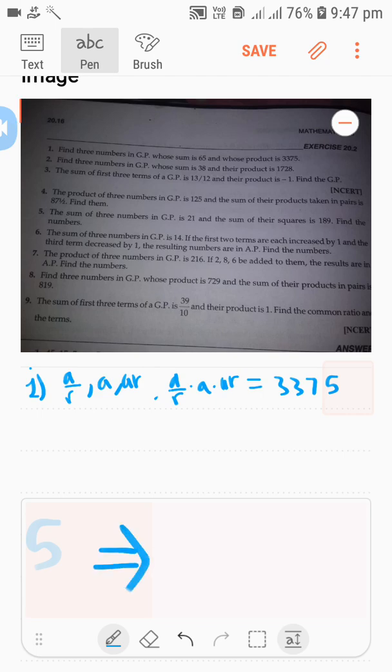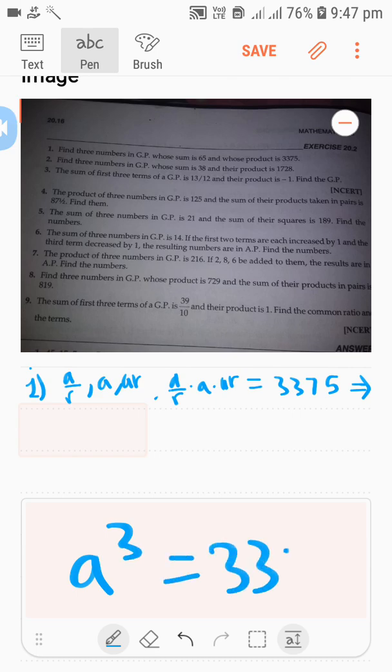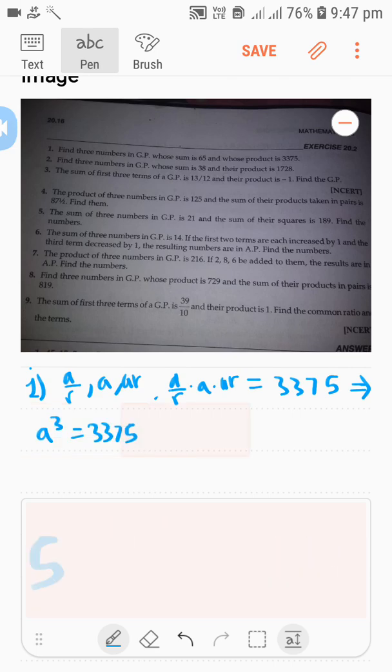which means that a cube should be equal to 3375, considering that these r and r get cancelled away. So 1 upon r and r cancel away in multiplication, and you get a cube equals 3375. Now let's try to prime factorize 3375.